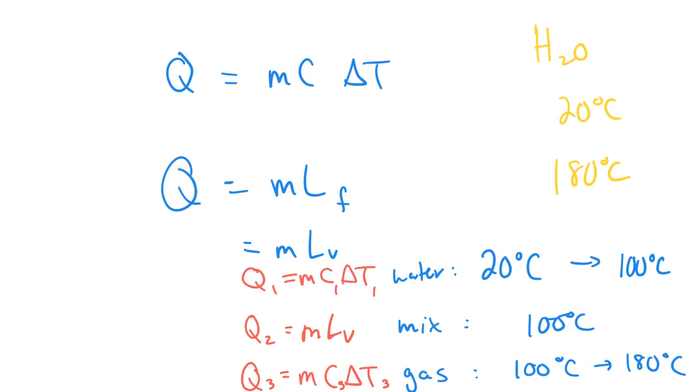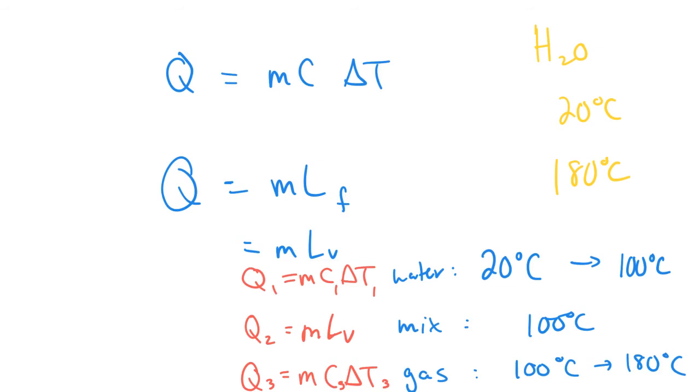C1 and C3 are different, and in your table, make sure you know the words. What is H2O called in the gaseous state? In the gaseous phase, what is it actually called? Steam is the word for it. Your table uses the word steam. Steam is water that is boiled. And then water that is frozen we call ice, clearly.